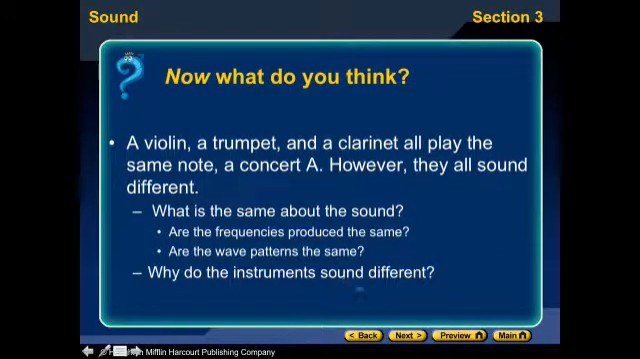Why do the instruments sound different? There's a different quality to their sound. They have different wave patterns. Okay, and that concludes chapter 12.